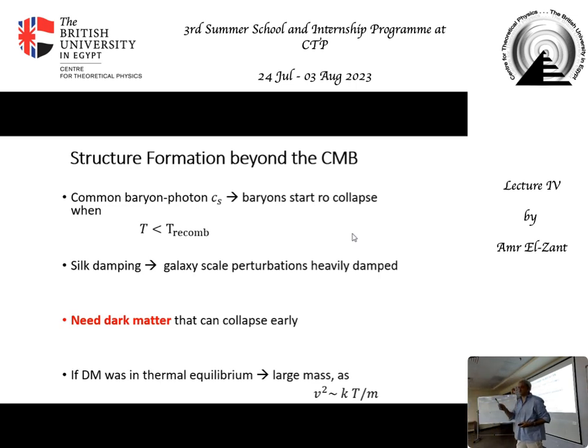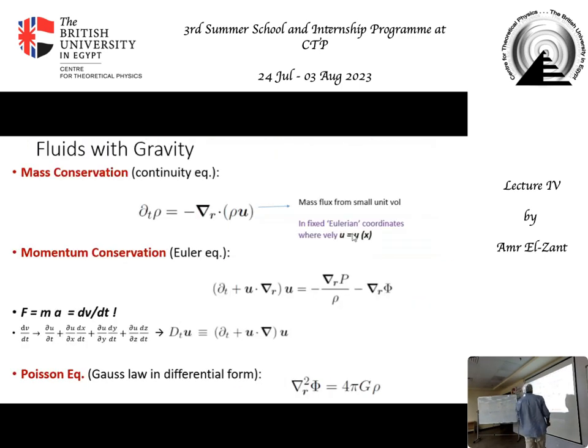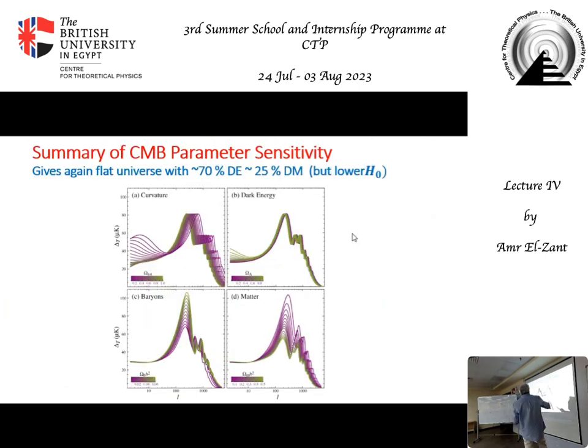So you need dark matter for that, you need it for the peaks, and you need it also because of the Silk damping, the diffusion damping. The perturbations in the photon-baryon fluid will be damped. They are damped on all scales here. And these scales are like 10 megaparsecs. They're much larger than galaxies, which start at 1 kiloparsec.